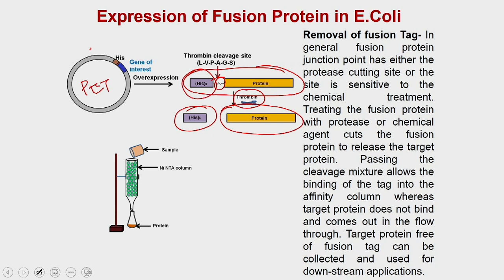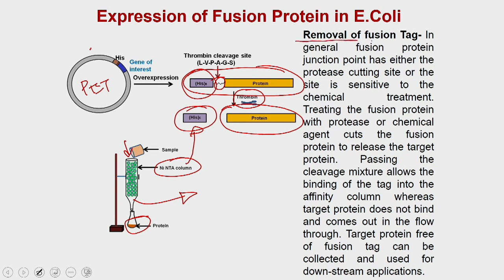Now what you do is take this complete mixture and load it onto the affinity column like the nickel NTA column. So what will happen is the nickel NTA is going to bind the histidine tag because it has a very high affinity for the histidine tag, but it does not have any affinity for your protein. So the histidine tag is going to bind to the beads of the column, whereas your protein will be present in the flow through, and you can collect the protein from the column and use it for downstream applications.